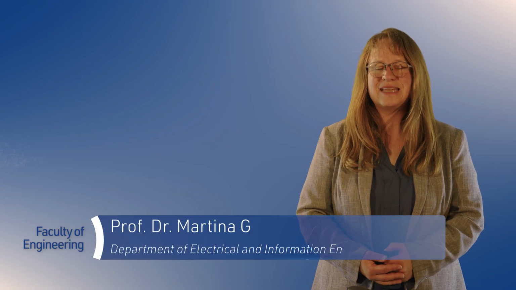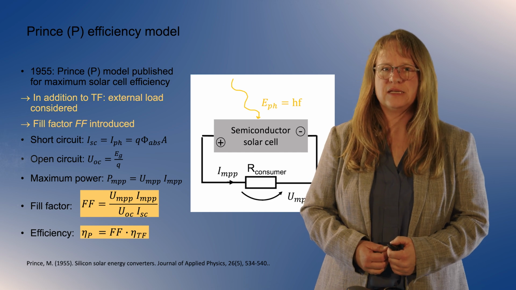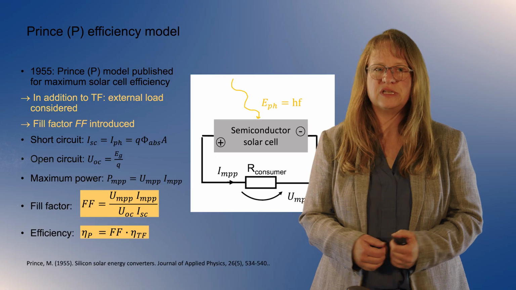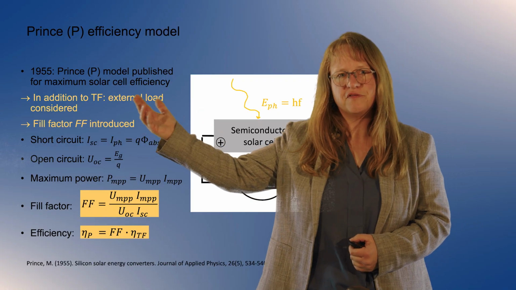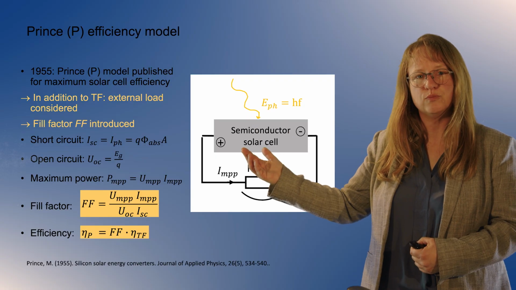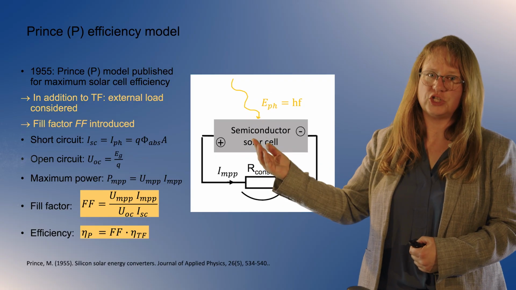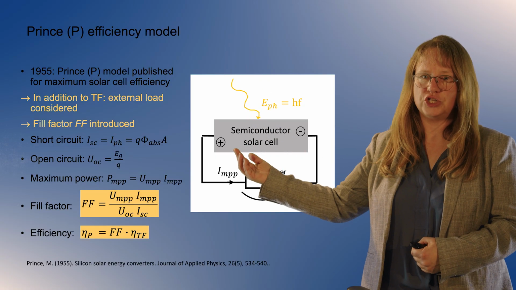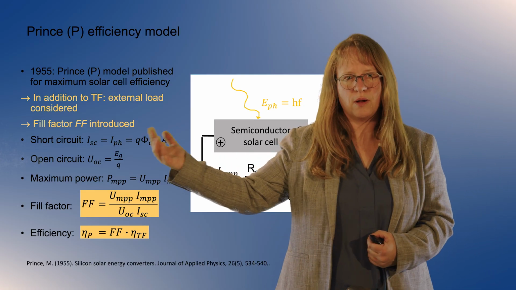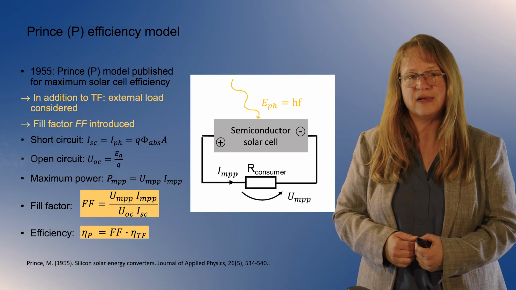Welcome back to this second part of the Prince efficiency model mini-series. In the last video, we looked at the model that Prince suggested in 1955. He took the Trivich-Flinn model that considers which photons are absorbed and how much thermalization we have in the generation of the carriers, and he extended it by this fill factor model that I showed in the last video.